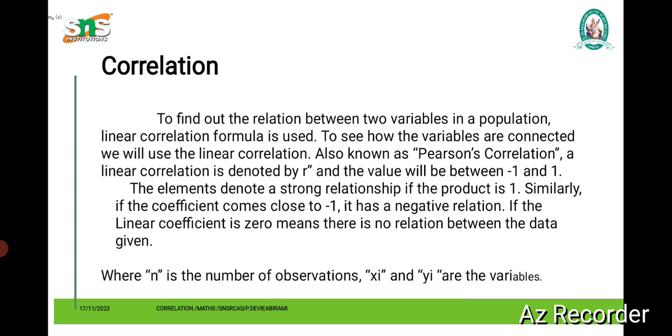The variables denote a strong relationship if the coefficient is 1. Similarly, if the coefficient comes close to -1, then the correlation is said to be a negative correlation. If the correlation value is 0, then there is no relation between the given data, where n is the number of observations, and xi and yi are the variables.